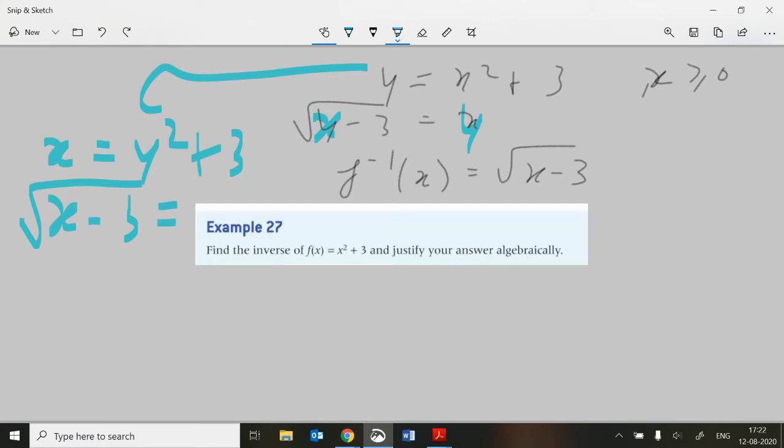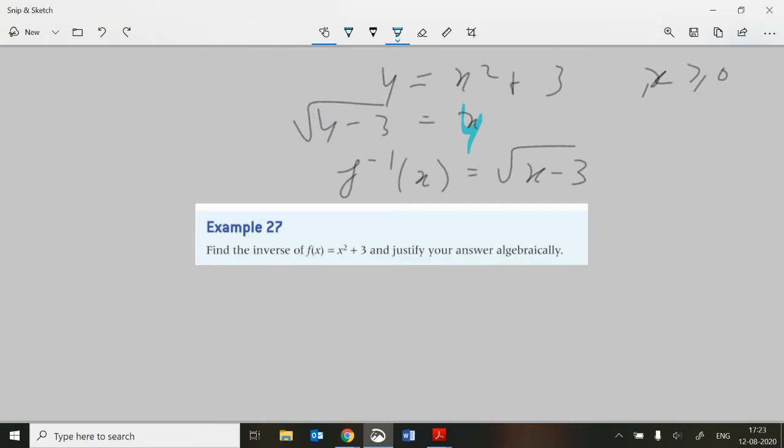Now it says justify your answer algebraically. Notice that I've not put a domain on here. I'm just going to come back to that in a second. So the way in which we're going to justify this is we're going to say f to the minus 1 of f of x, and we're going to hope that that's going to give us back x. It's going to take us back to the original number.